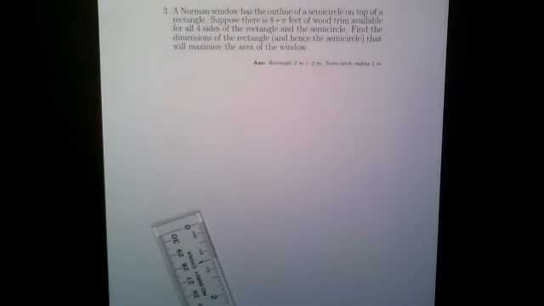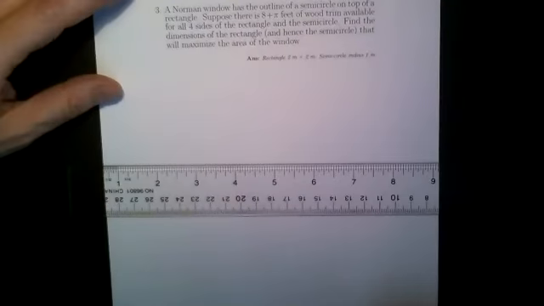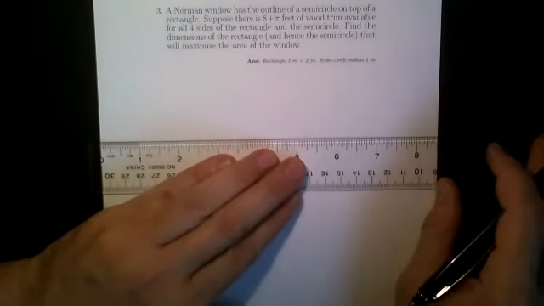So what is a Norman window? It has the outline of a semicircle on top of a rectangle. It looks like this. Okay, I'll just fix this straight. Okay, so this is a Norman window.